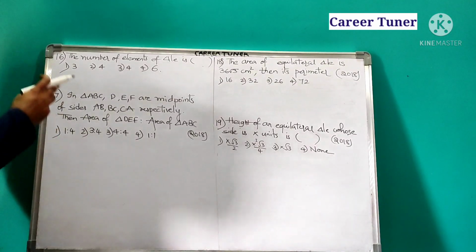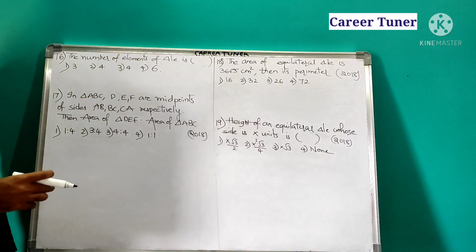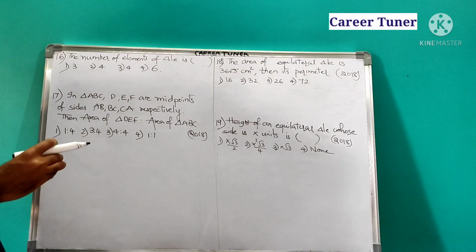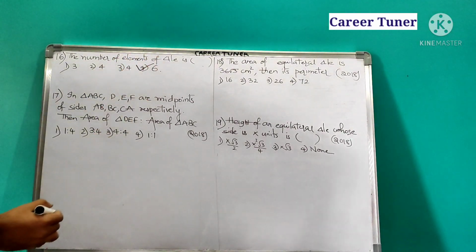So coming to our next question. The number of elements of a triangle is... here element stands for both sides and angles. A triangle has 3 sides and 3 angles. Therefore, the number of elements will be equal to 6.